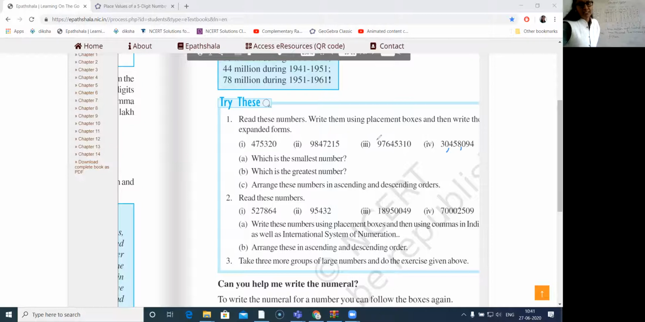Now if you count the digits itself, you can understand this is going to be the largest number, and which is the smallest one? This one, because there are only 6 digits, whereas here you have 7, 8 digits. Here you have 7. Here also you have a 7. Here you have an 8. Yeah, these two are 8. So both of them are greatest in their number of digits.